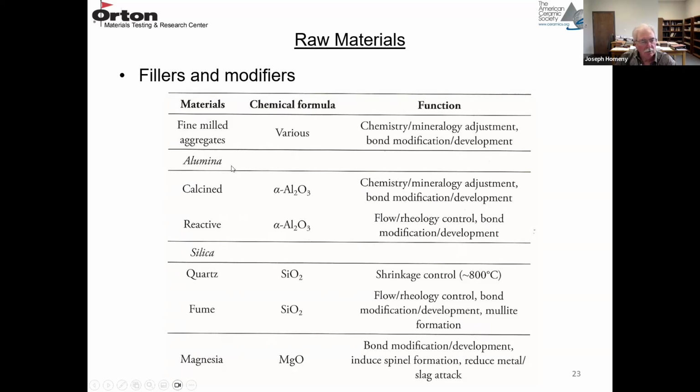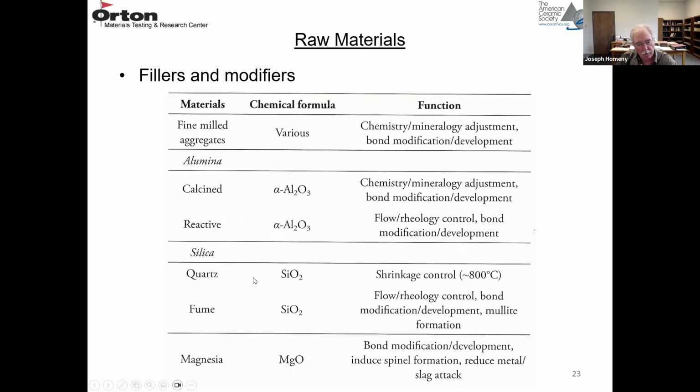And we have alumina here. It can be calcined or reactive. So a calcined alumina, again, is going to control the chemistry, what phases develop, and then how the bond forms during the sintering process. If it's a very fine particle size alumina, very reactive, it's going to affect the flow and rheology, and it'll also affect the bond development in the matrix.